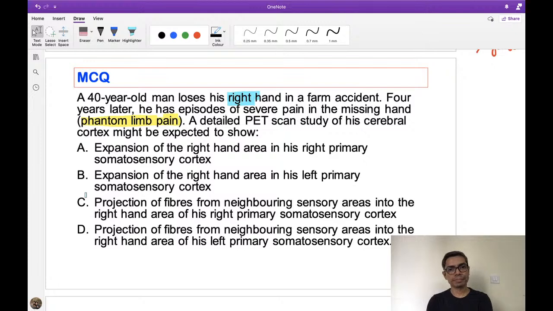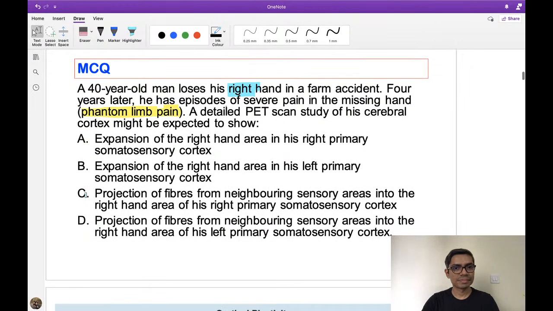Any guess? D. Okay, very good attempt, Siddharth.